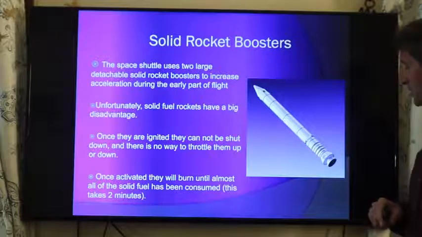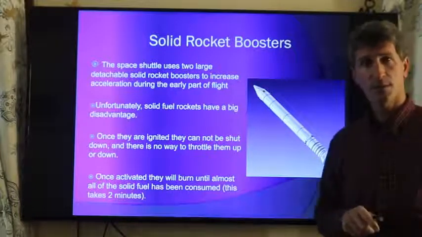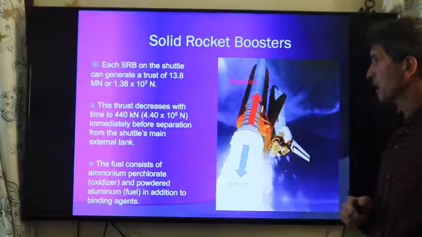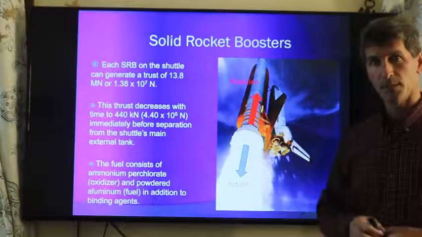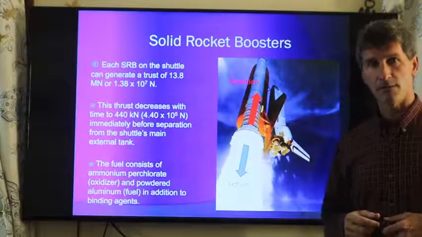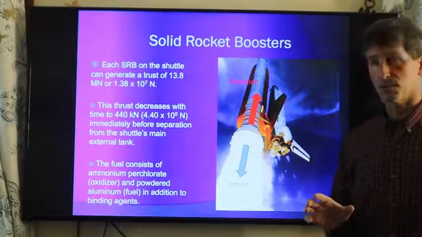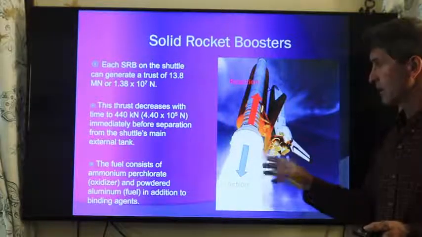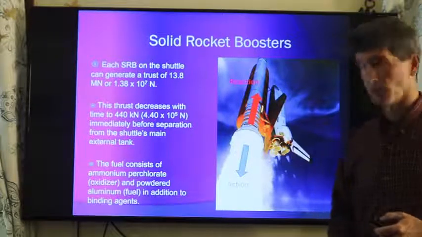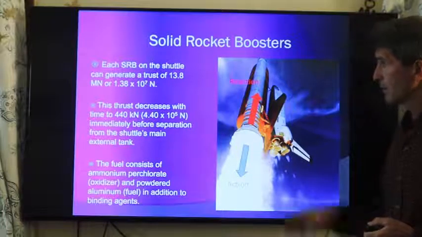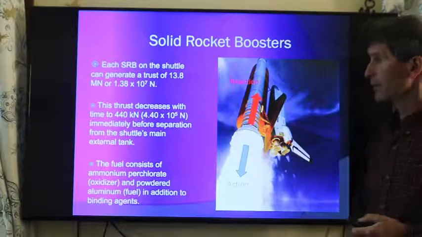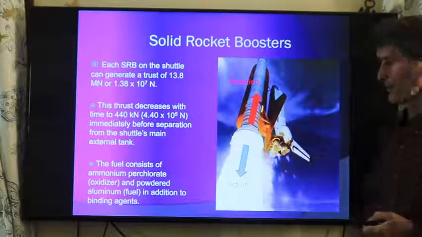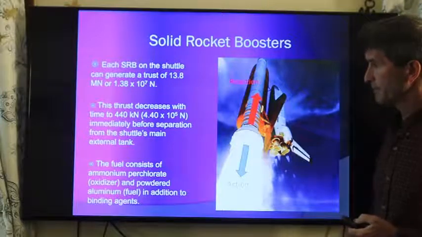The shuttle also used solid rocket boosters. Again, once these are lit, they cannot be throttled up or down. However, solid rocket boosters are nice because they can generate a very large amount of thrust at the beginning of a rocket's trajectory, when it's fully loaded with fuel and can be very, very heavy. The solid rocket boosters would separate after they burned out, and the shuttle would continue with an external tank and only its main engines going.